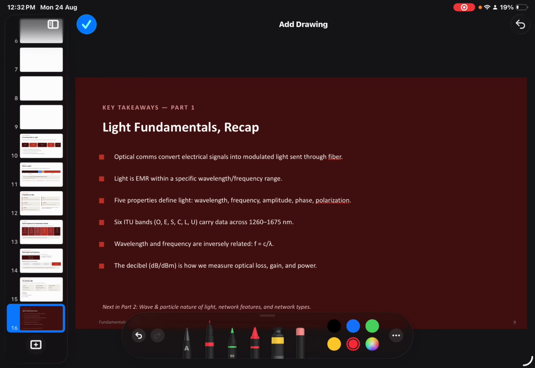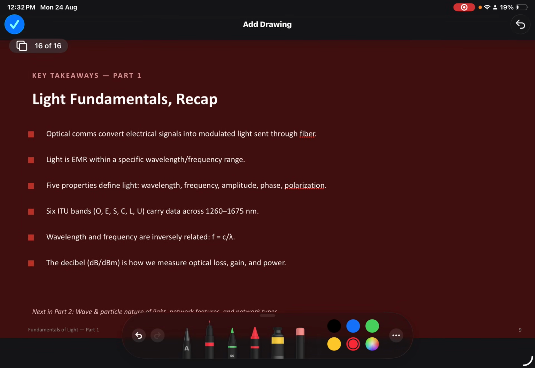Now let me give a recap of what we learned. First we started with optical communication, where the electrical signal gets converted into a modulated light signal and is sent through the fiber. Then we saw the electromagnetic spectrum, its wavelength and frequency range, and different properties of light like wavelength, frequency, amplitude, phase, and polarization, and the different bands defined by the ITU-T standard, ranging from 1260 nanometers all the way up to 1675 nanometers.